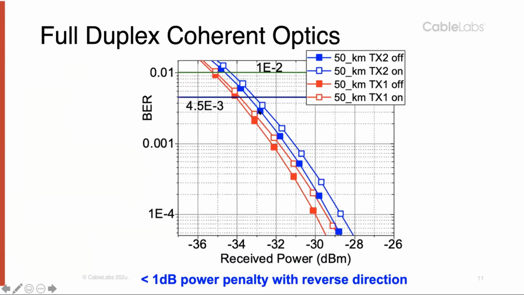Just to see the performance here, the solid square curve is single direction, and the hollow curve is the corresponding full duplex curve, and there is less than 1 dB power penalty for adding this full duplex reverse direction.